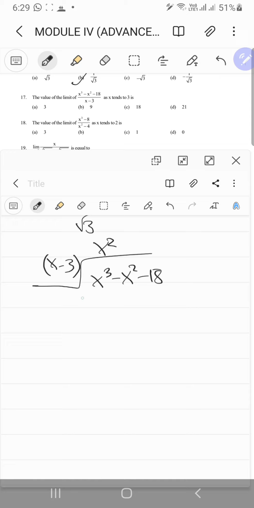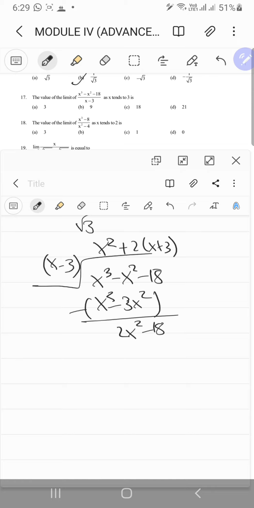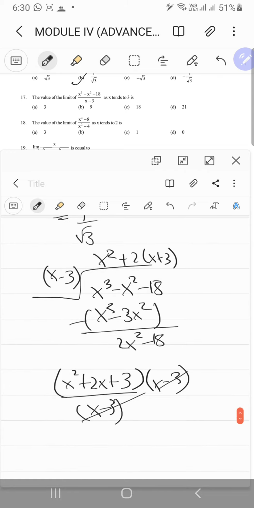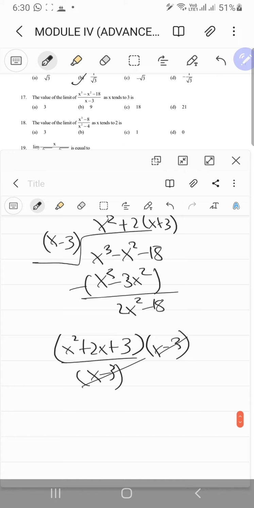So let's just do this. x squared, so x cubed minus 3x squared. Subtract, you should get 2x squared minus 18. So this is just plus 2 into x plus 3, right? So this is just x squared plus 2x plus 3 into x minus 3 upon x minus 3, and this cancels. So it's just x squared plus 2x plus 3, and x tends to 3. So the limit is 9 plus 6 plus 3, 12 plus 6 is 18.